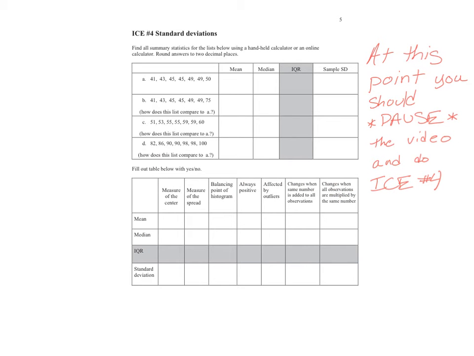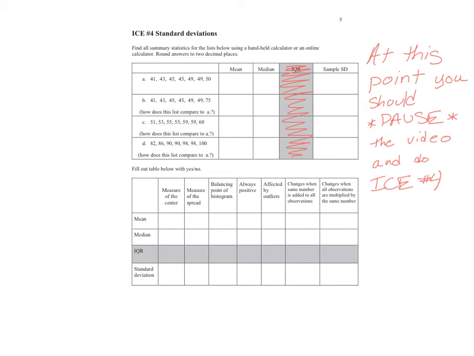At this point, you should pause the video and do in-class exercise number 4 on page 5 of the orange book. Now, when you're doing this, there's a first little list of numbers, and you're going to find the mean, median, and not the IQR. That's why I have that one grayed out.